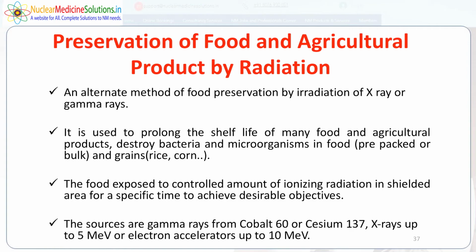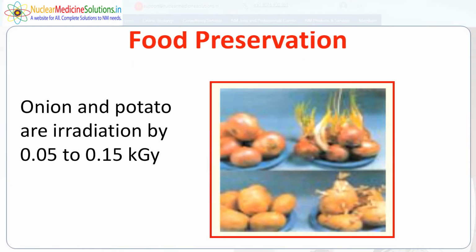So what does it mean? It means we are trying to increase the shelf life of the food by exposing it to different kinds of radiation. The sources are gamma rays from cobalt-60 or cesium-137, X-rays up to 5 MeV, and electron accelerators up to 10 MeV to preserve food and agriculture products. See how the food has been preserved by giving a dose from 0.05 kilogray to 0.15 kilogray. It means onions and potatoes can be preserved by using different kinds of radiation.